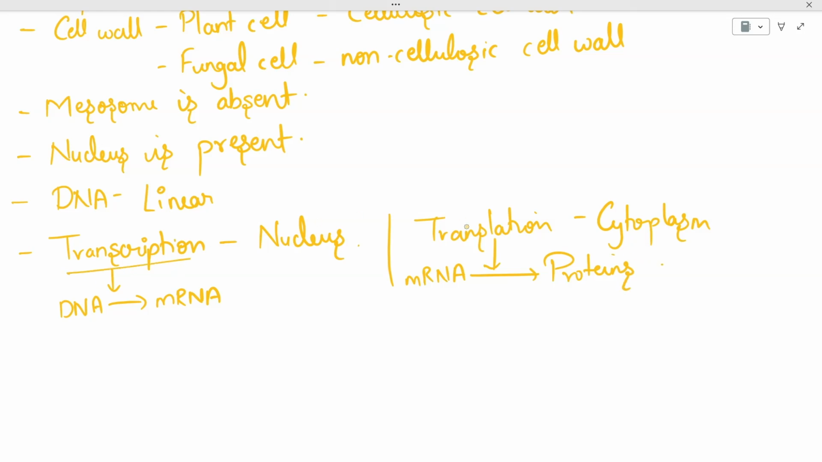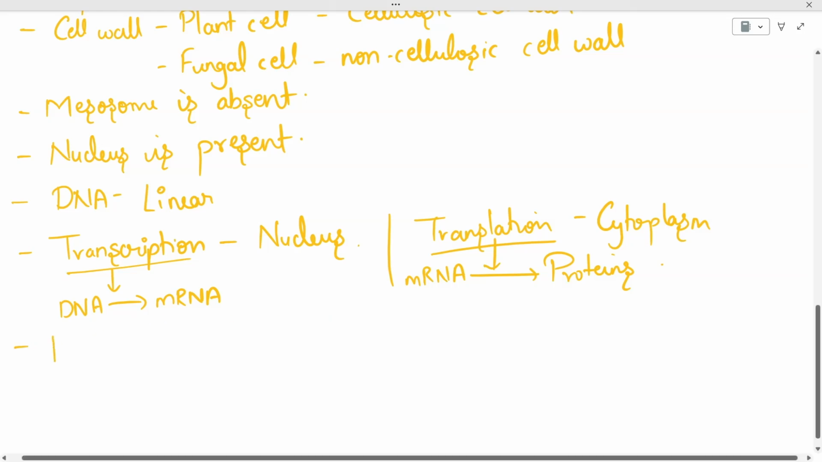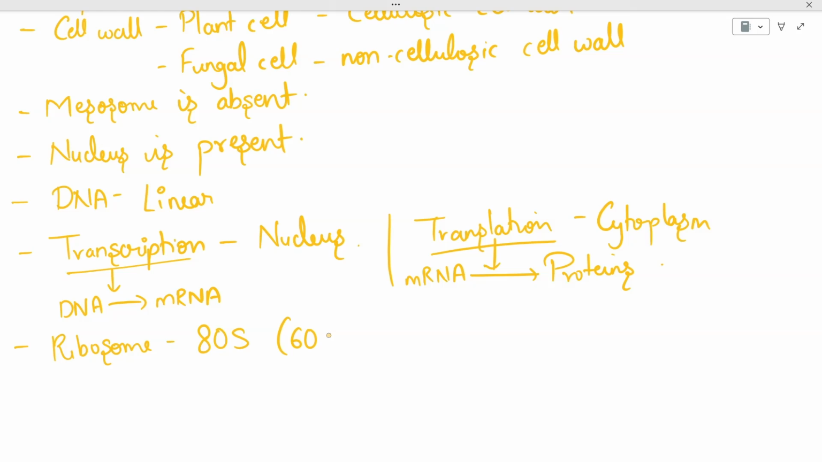So transcription occurs in the nucleus and translation occurs in the cytoplasm. In prokaryotes, both these processes were carried out in the cytoplasm. But in eukaryotes, transcription will occur in the nucleus, whereas the translation process will occur in the cytoplasm. Now moving on to the next part, that is the ribosome. Ribosome is of 80S. The larger subunit is of 60S and the smaller subunit is of 40S.